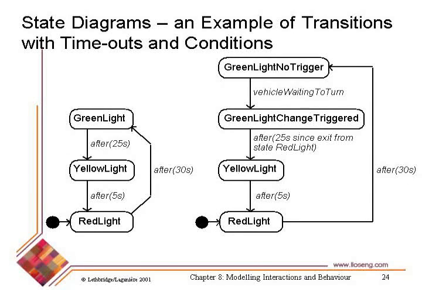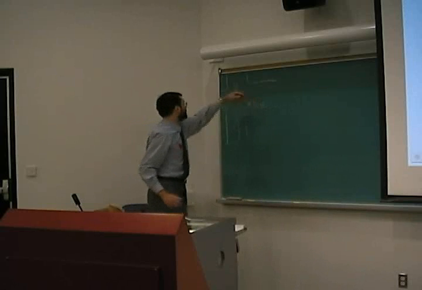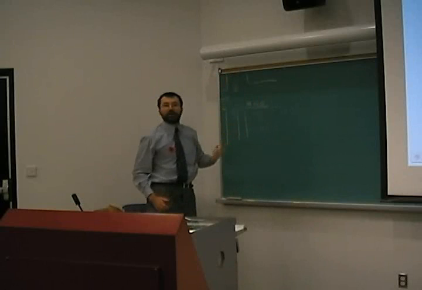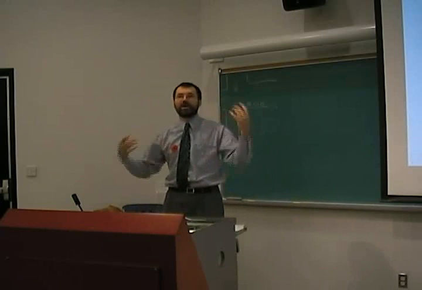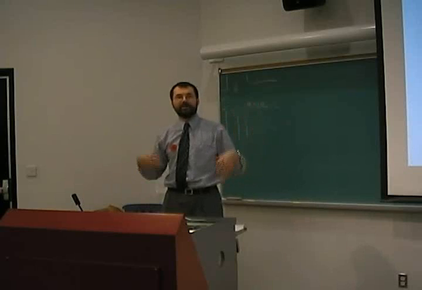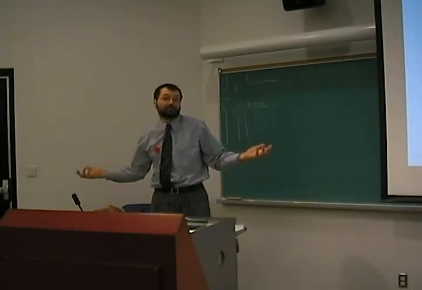Another question: if there is no vehicle waiting to turn, then there has to be a timeout in the operating state. No, if there's no vehicle waiting to turn, this light will stay green forever. This light will stay red forever. Okay? In other words, we only actually change the light if a car is actually waiting there. Okay, otherwise it just sticks there forever.